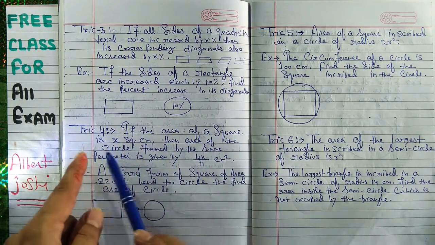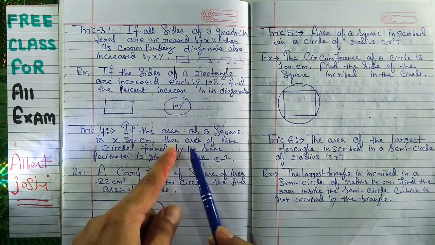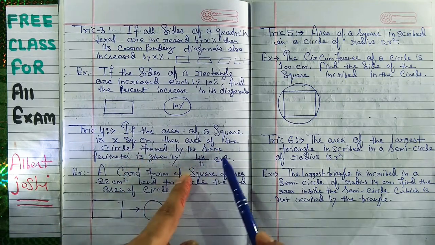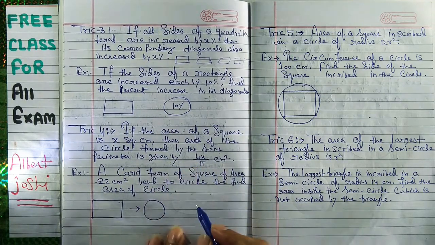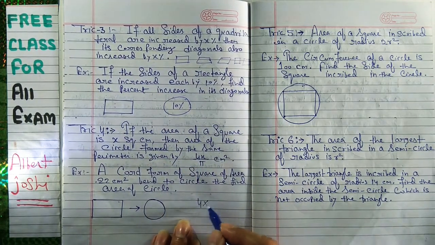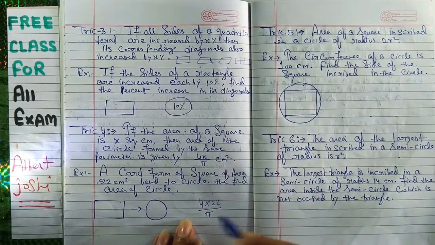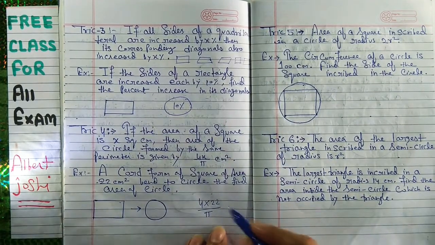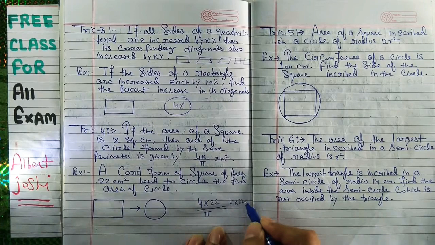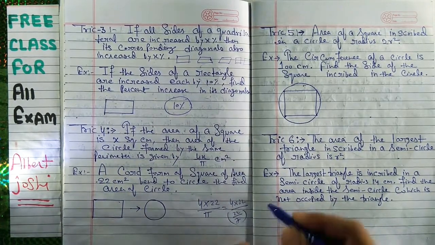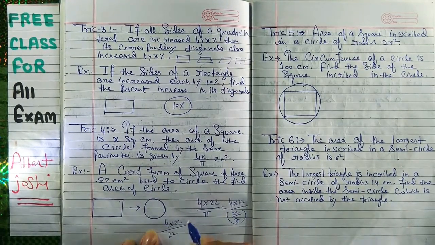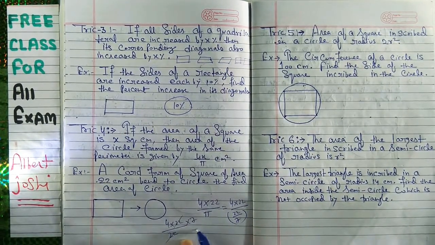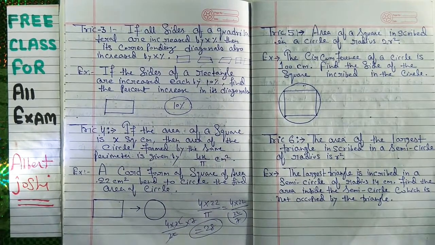If the area of a square is x square centimeter, then the area of the circle is 4x upon pi. So you will use this formula, 4 into 22 upon pi. What is the meaning of pi? Pi is equal to 22 upon 7. This is 4 into 22 upon 22 by 7, so you get 4 into 22 into 7 upon 22. 22 cancels, 7 times 4 is 28. Your answer is 28. I think you are getting everything.